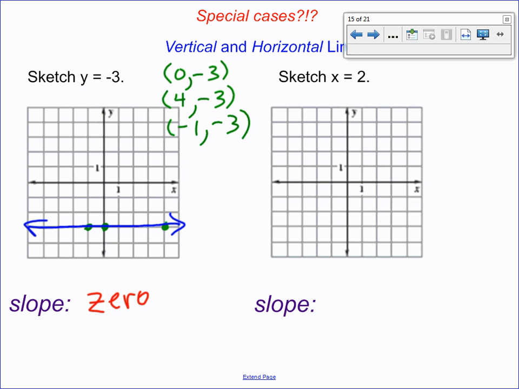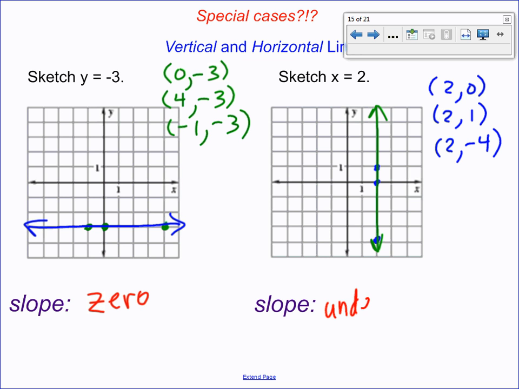That's different than a vertical line. A vertical line contains all the same x coordinates. So (2, 0), (2, 1), (2, negative 4). If I connect all these, I'd have a vertical line. If slope measures how much a line rises or falls as I move along from left to right, the definition falls short. I'm unable to move along a vertical line from left to right. Therefore, the slope is undefined.